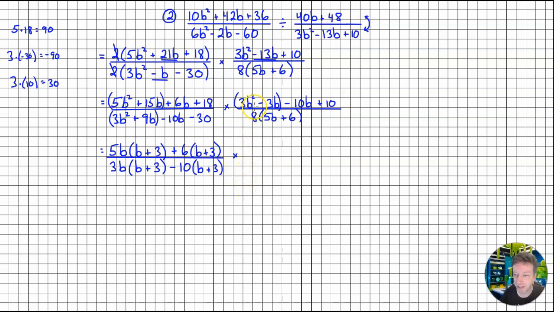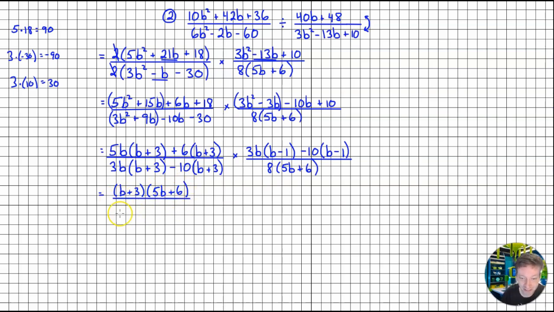Then we multiply. Okay, so that's what we have here. We're going to pull out a 3b, and that leaves us with b minus 1. And over here, we can pull out minus 10, so that leaves us with b minus 1. And then over here, we still have 8 times 5b plus 6. All right. Now we factor them. So we have a common factor of b plus 3. And when we factor it out, we're left with 5b plus 6.